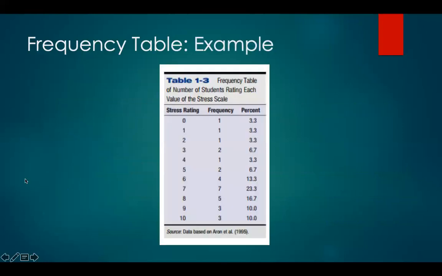Now here's an example of a frequency table looking at the number of students rating each value on this stress scale, which ranges from 0 to 10. So in that first column, you can see the entire range of possible values on the stress scale. And in column 2, you can see the frequency of scores for each particular value. So one person had 0 stress, whereas 3 people had level 10 stress. And the most people had a value of 7 on this stress scale. At 23.3%, column 3 is displaying the percentage of scores for each value.